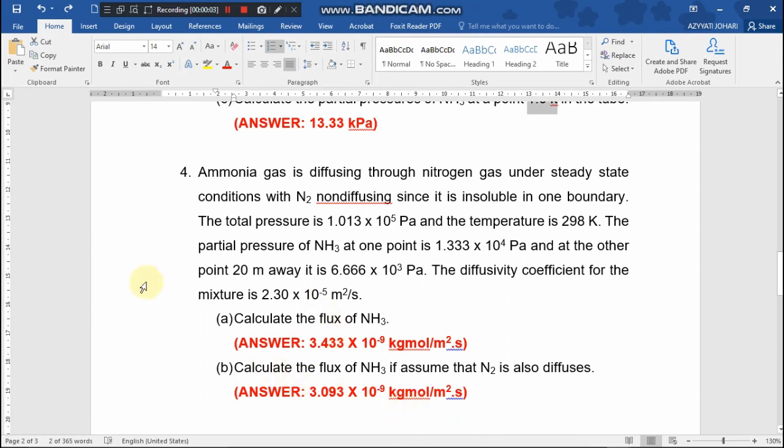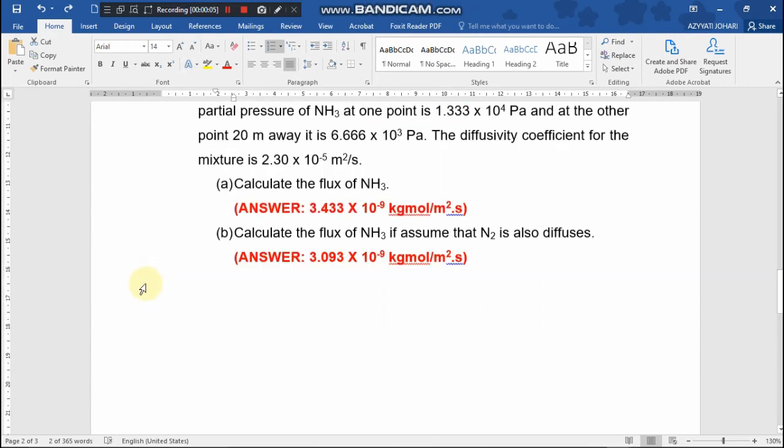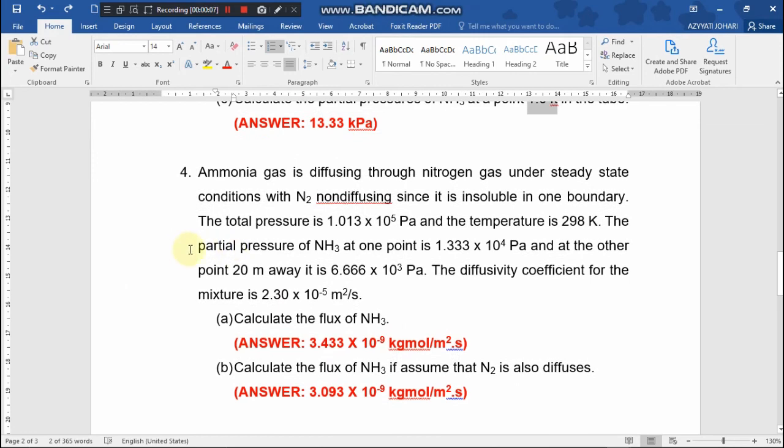Alright, and last but not least, question number 4. Ammonia gas is diffusing through nitrogen gas under steady state condition with N2 non-diffusing. So this case study refers to one component diffusion, where the keywords are non-diffusing and insoluble. So this case study refers not to equimolar counter diffusion, but to one component diffusion.